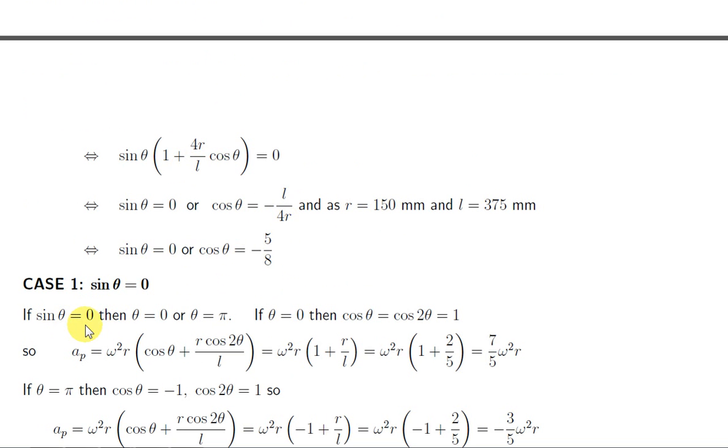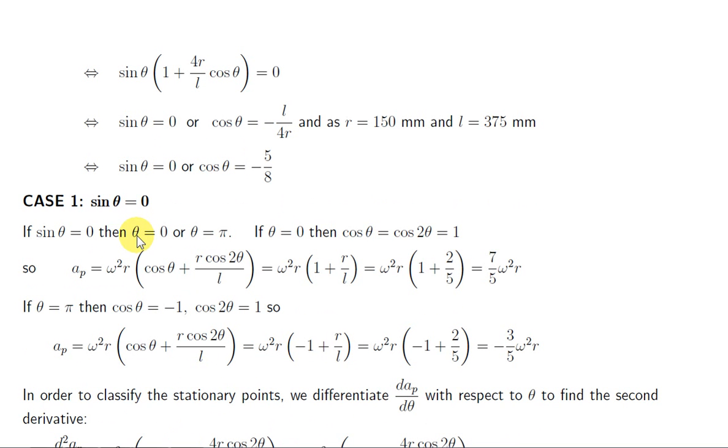Well, there's only two values of theta that will solve that. Theta equals 0 or theta equals pi radians. They're the only values of theta in the range from 0 to 2 pi radians. That's a full revolution of the crank pin. Let's start with theta equals 0.